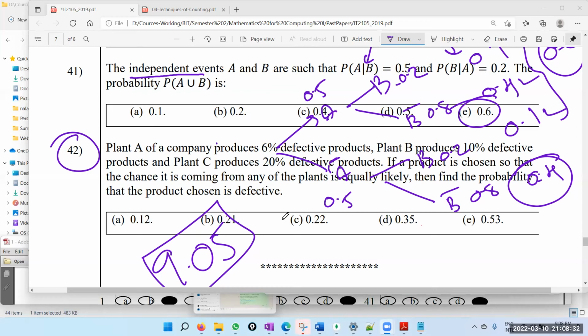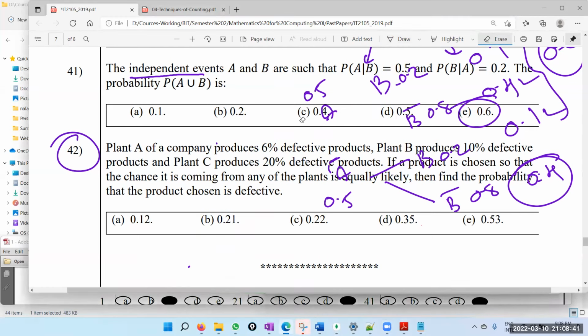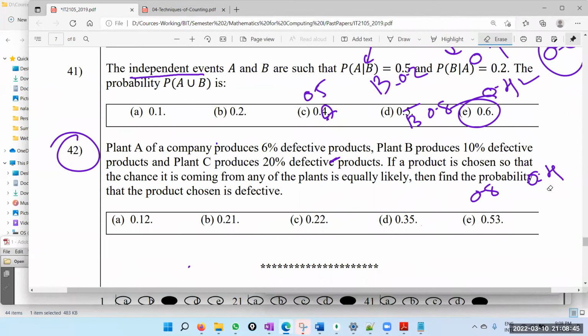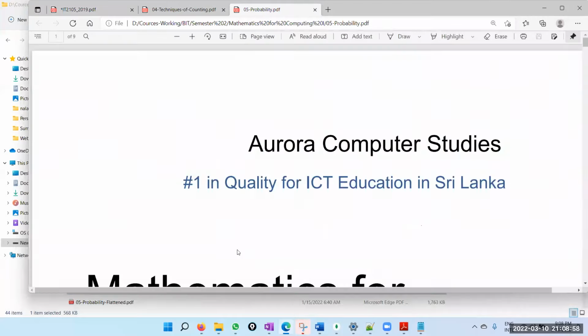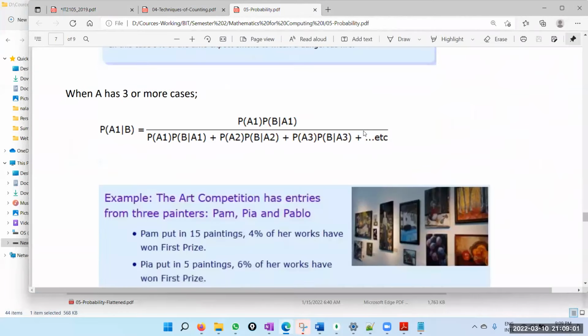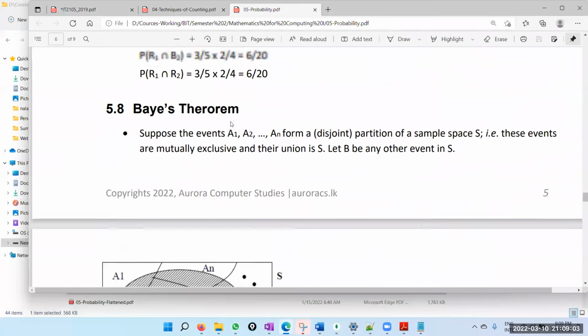Okay, so let's continue. We'll do this one because then the probability is over, and we can just concentrate on the rest of the logic and other stuff. Right. So let's open our probability note. Definitely this is related to Bayes theorem.